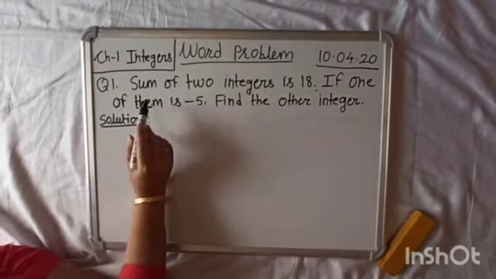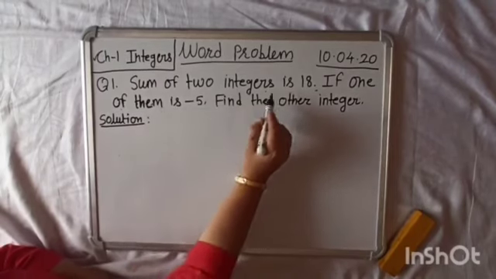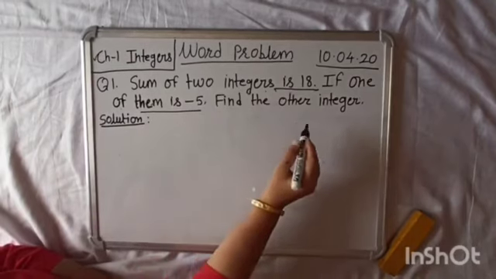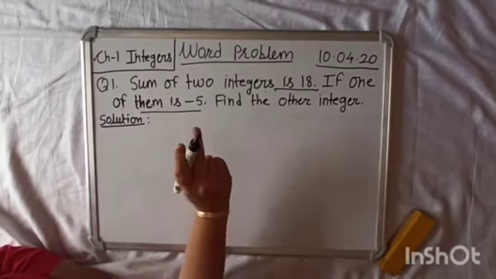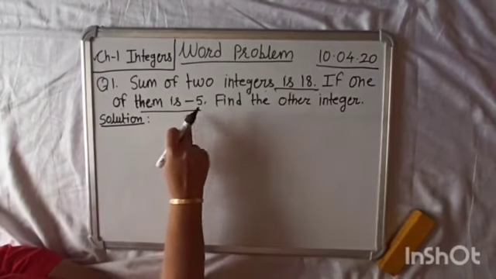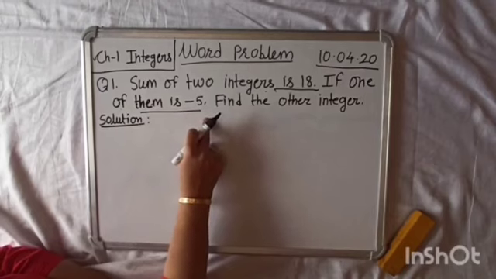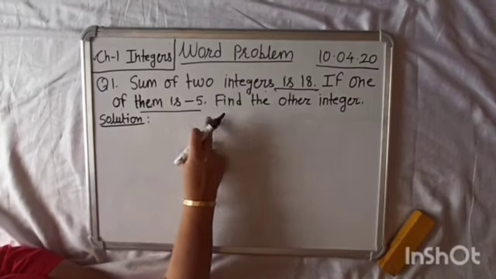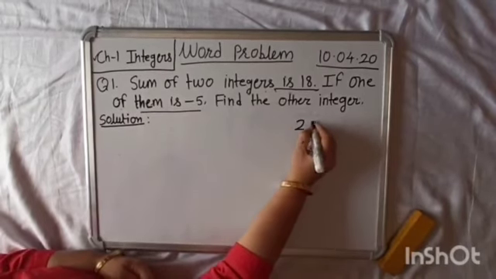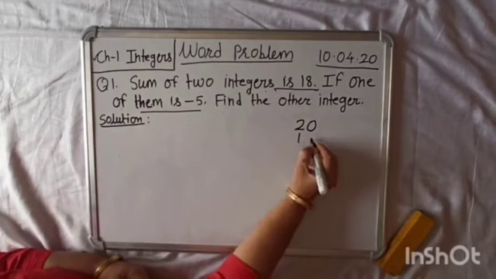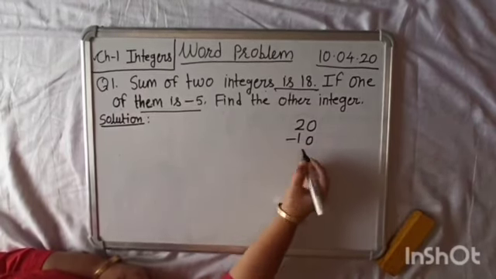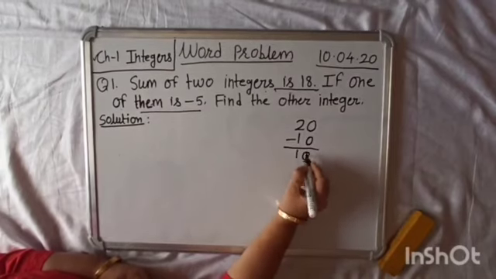That is, the sum of two integers is 18. If one of them is minus 5, find the other integer. The sum of two integers is given to you and one integer is given to you. Then you have to find the second integer. It is just the same as in whole numbers. If the sum of two numbers, that is 20, is given to you and one number is 10, then how will you find the second number? Just subtract them. That will be 10.